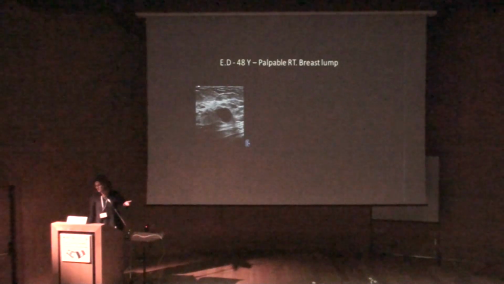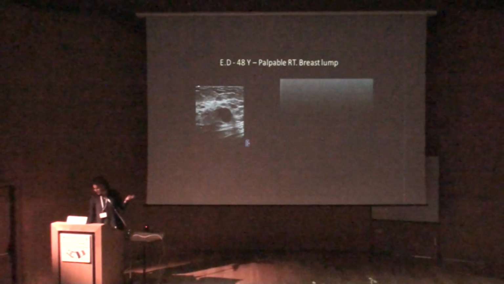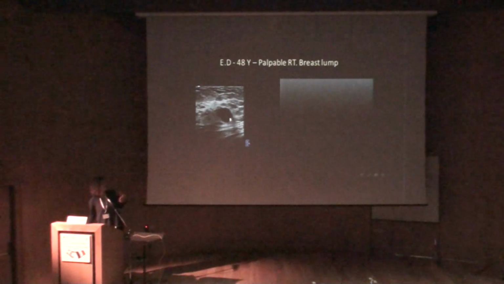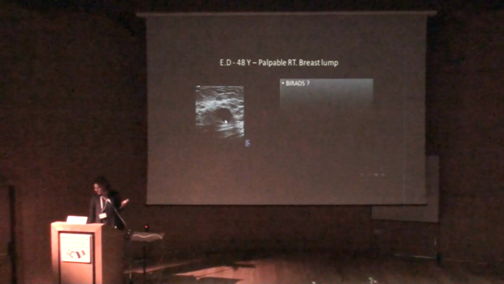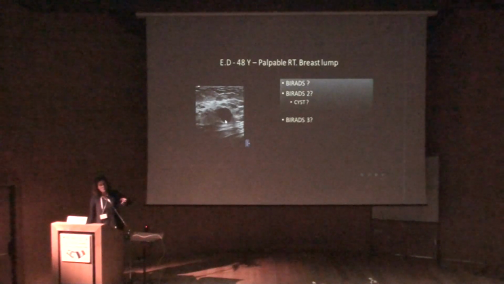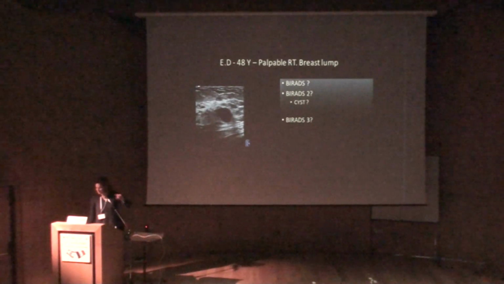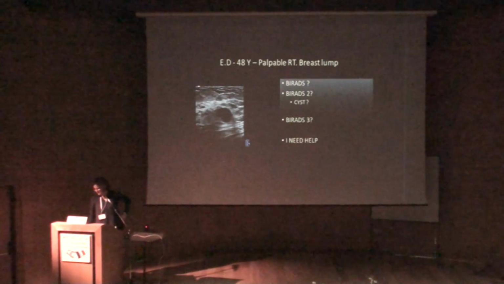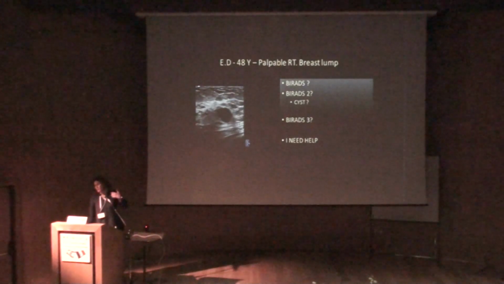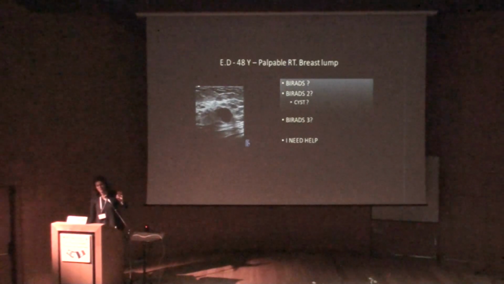BI-RADS 2? Cyst? Okay, that's what I thought, because you're right, it's anechoic, there is a posterior enhancement, it's quite regular. I thought it's a cyst. Maybe it's a BI-RADS 3 and let's do a short-term follow-up. That's what I did, but I said, come back in 2 months, because I was kind of worried. The next time that she came, I said, it's a little bit bigger, I need help.